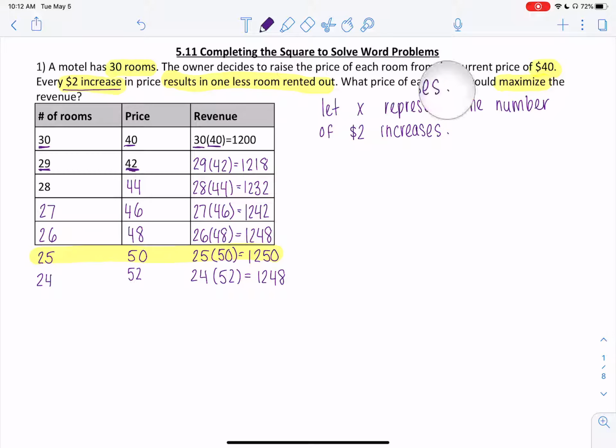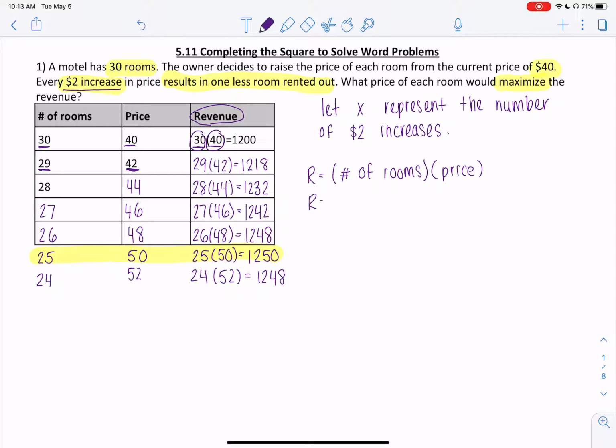So now we need to decide how many times we've increased it. And that's why we make that a variable. So now we can use our number of increases and put it into an equation. So our revenue, and what we were doing over here, is we were taking our number of rooms multiplied by our price. So that's where we get our revenue: our number of rooms multiplied by the price.